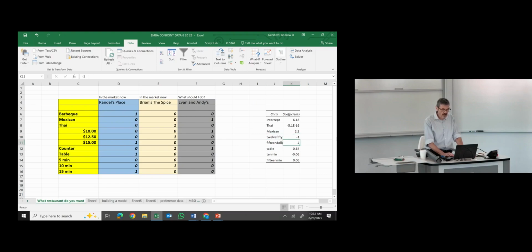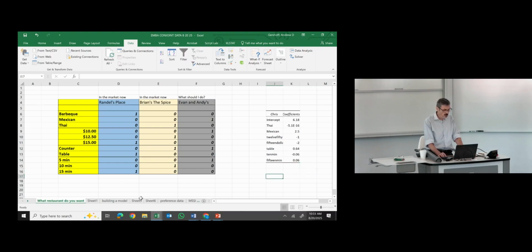It looks like his preference diminishes as the price goes up, and I can see without even plotting this that this is linear, right? So with every $2.50 that the price goes up, he is 1 util less happy. I can see that he likes table service better than counter service. And he's fairly indifferent in terms of distance. These are very, very small numbers. It looks like he likes 10 minutes a little bit less and 15 minutes a little bit more. So that's what I know about Chris.